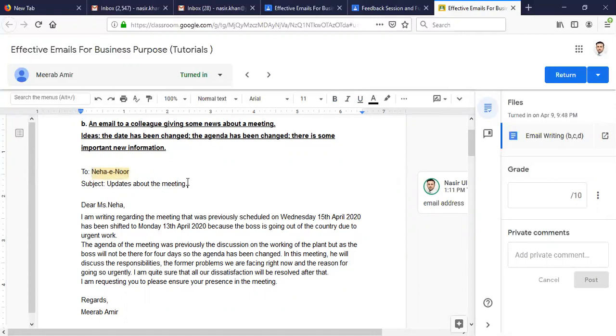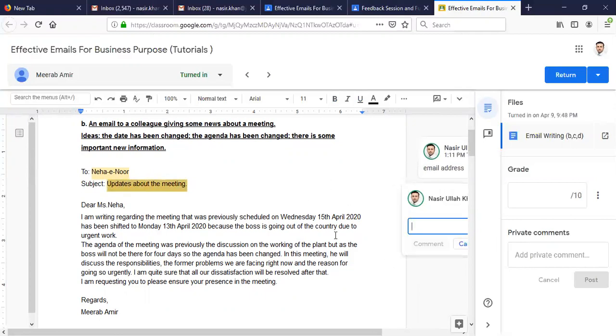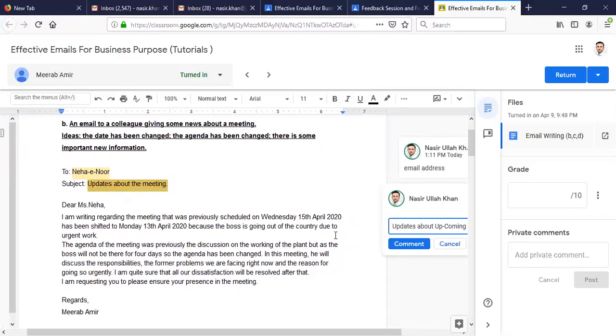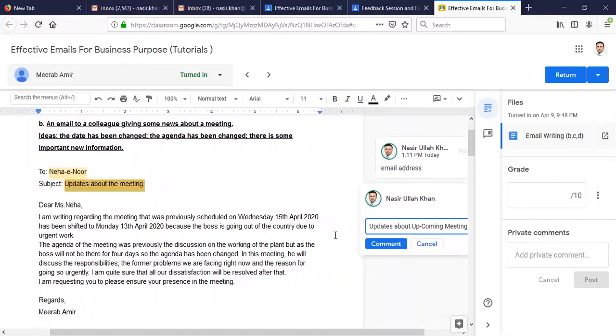All right, it could be improved in a way. Now, updates about the meeting is generic in a sense. Of course someone wants to update you about a meeting, but it would have been better if it had been written in this way. Update is an action word. That's fine. Updates about upcoming meeting. That's also acceptable.